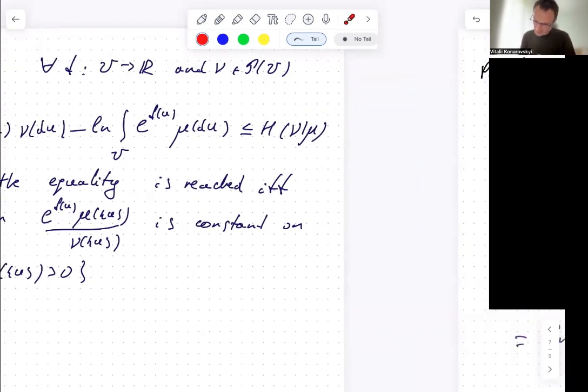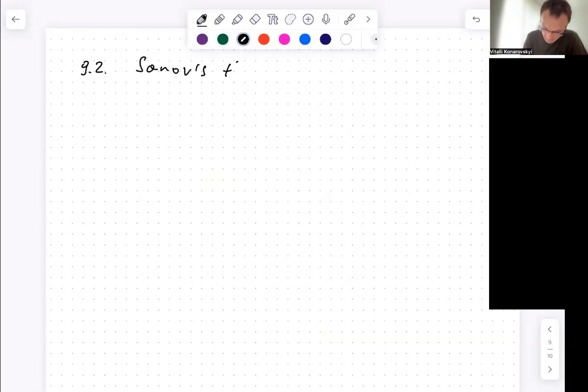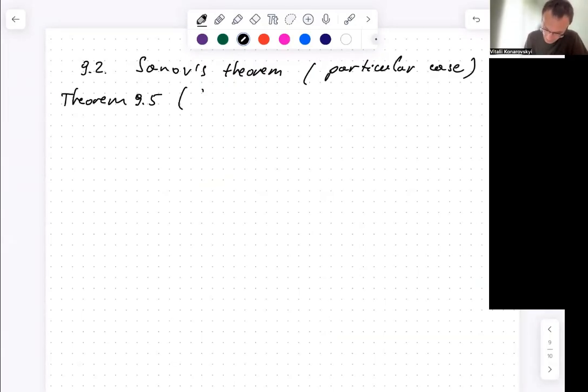Okay, good. We did some preparation for the result, and now we will formulate and prove Sanov's theorem in the particular case when U is finite. Theorem 9.5, Sanov.